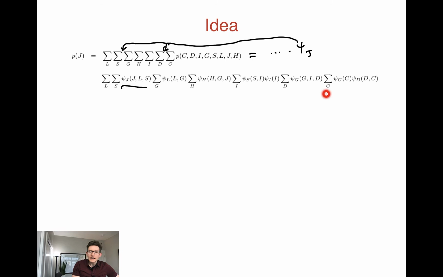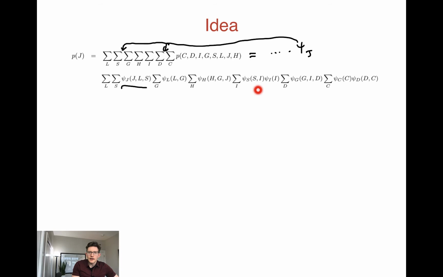So now notice I can't take this sum over C and push it any farther because both of these factors have C in them. And the same thing goes with D. I can't push it in farther because there's a factor of D in here. And likewise for I, there's a factor I here.